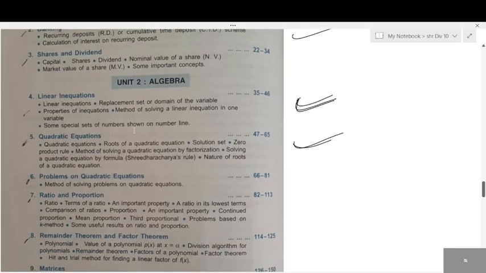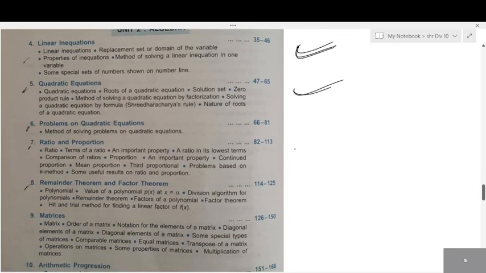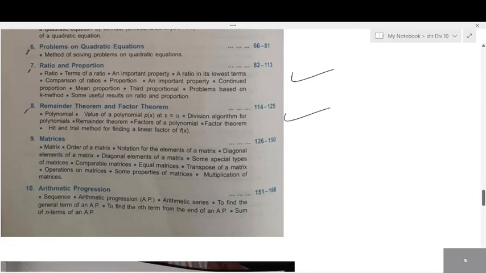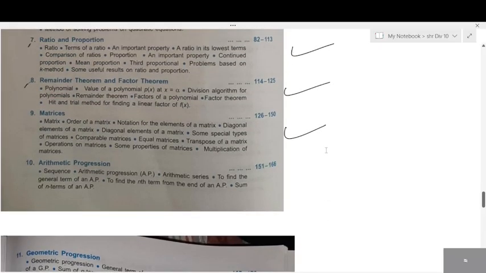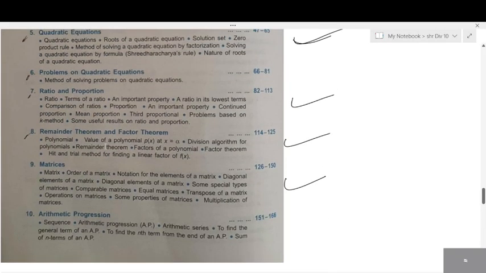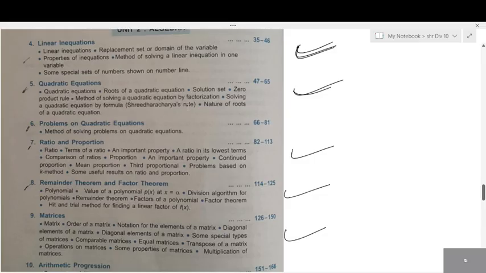Look here. First two, this quadratic. Problems on quadratic is also tough. You can just ignore that. Ratio is easy. Factor and remainder theorem. Matrices, easy. AP, GP, you can ignore that. Reflection, section midpoint reflection, equation of a straight line. All these are easy chapters. I'll first mark the easy ones: reflection, section midpoint, equation, matrices, remainder theorem and factor theorem, ratio proportion, quadratic equation, linear inequation.